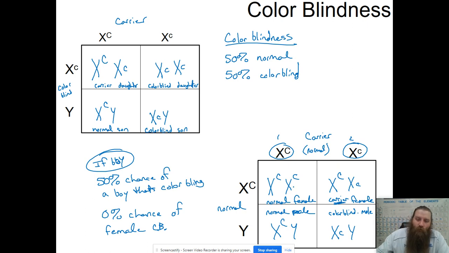So in this instance, we've got a much higher chance that the boy is affected by this than the girl. So that's a sex-linked trait, right? We're seeing it in the boys, not so much in the girls.